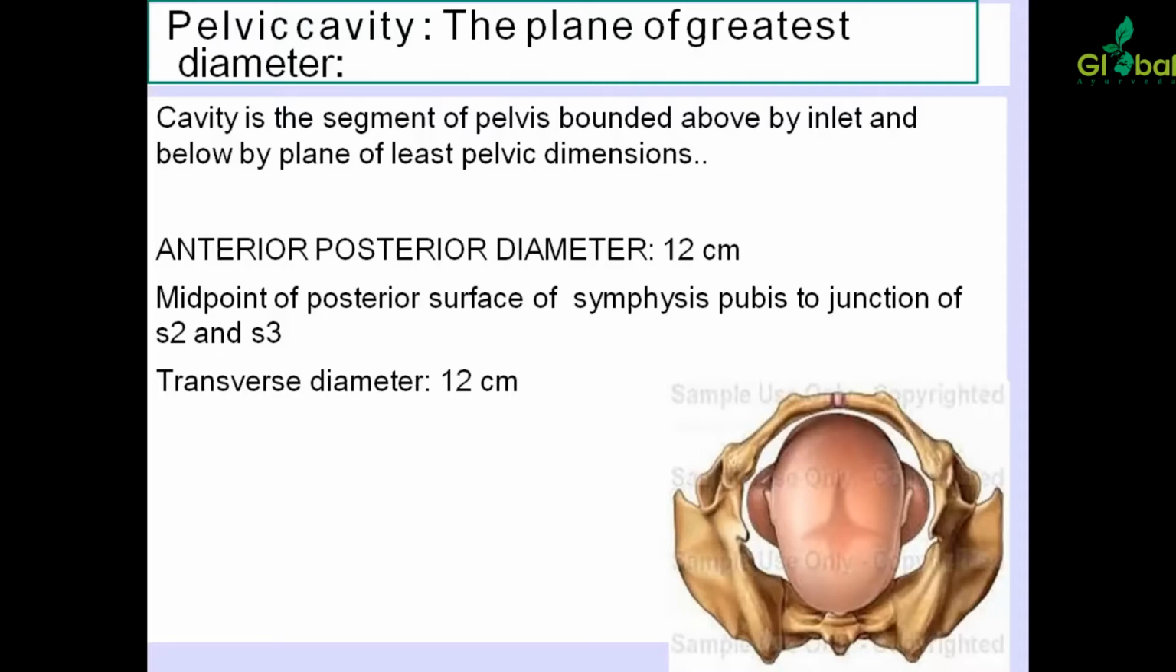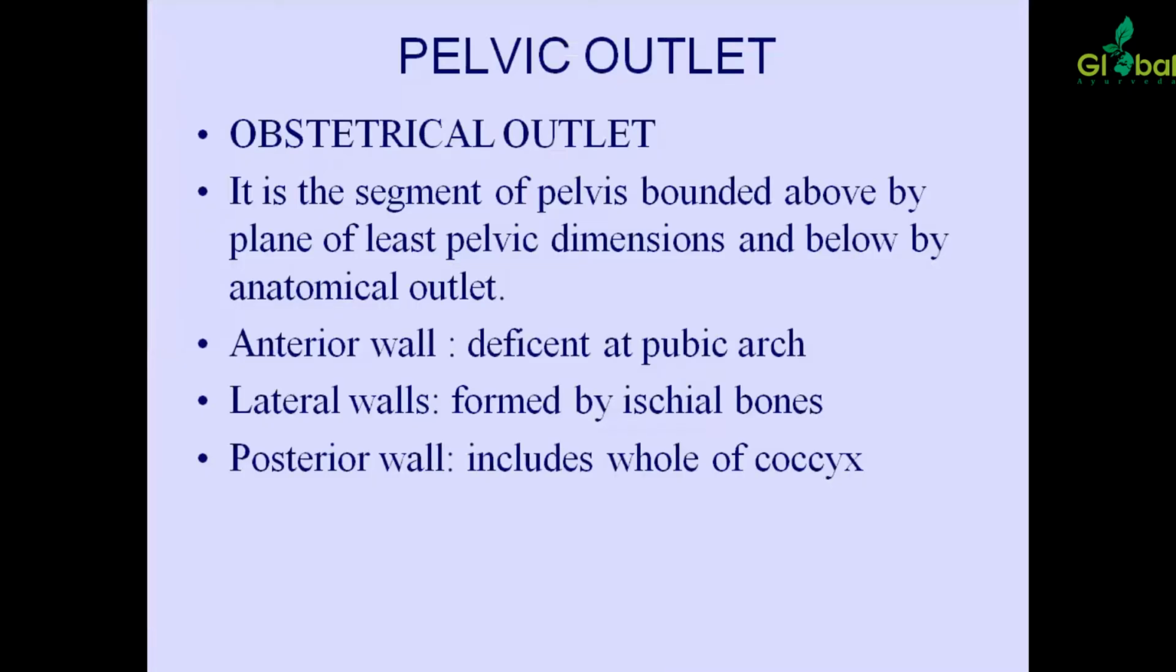The anteroposterior diameter of the pelvic cavity is 12 centimeter, and this can be estimated as the distance between the midpoint of the posterior surface of the symphysis pubis to the junction of S2 and S3, and this measures about 12 centimeter. The transverse diameter we can roughly calculate as 12 centimeter.